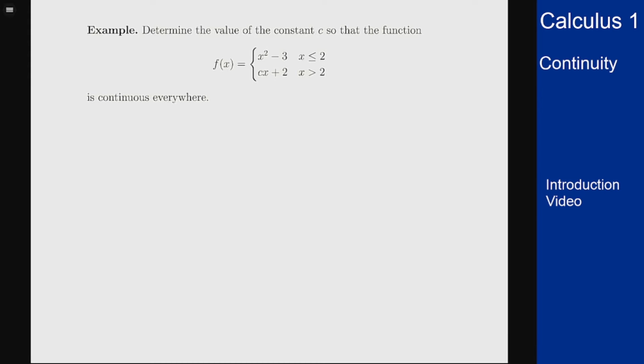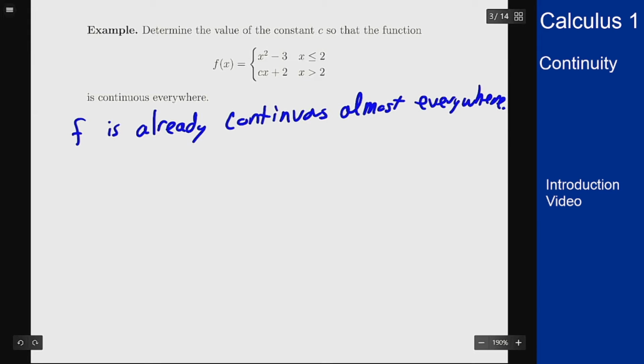Now this function is already continuous almost everywhere. And why is that? Well, x squared minus 3 is a polynomial. It's continuous, so I know that f is continuous for x less than 2. Everywhere less than 2, this is totally fine, it's nice and continuous. Same thing for x bigger than 2. No matter what c is, this is a linear function. It is also continuous. The only potential issue is where this definition changes at x equals 2.